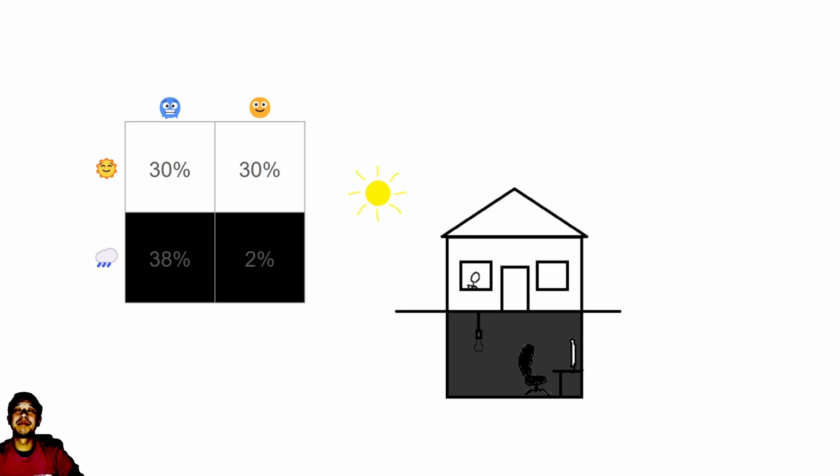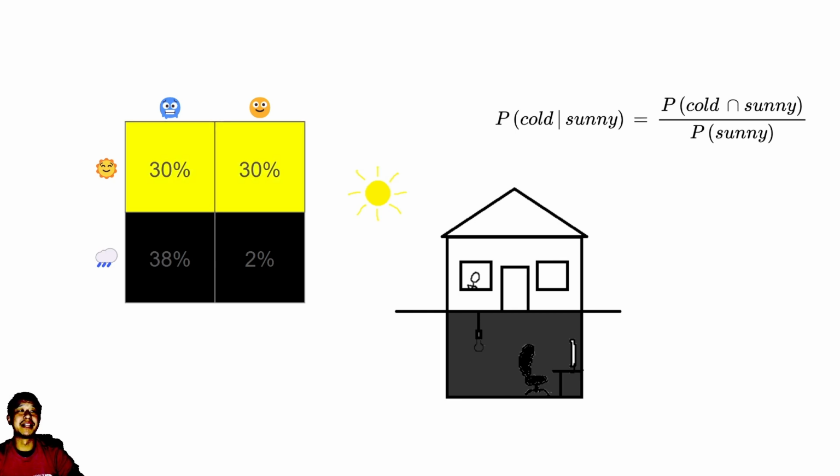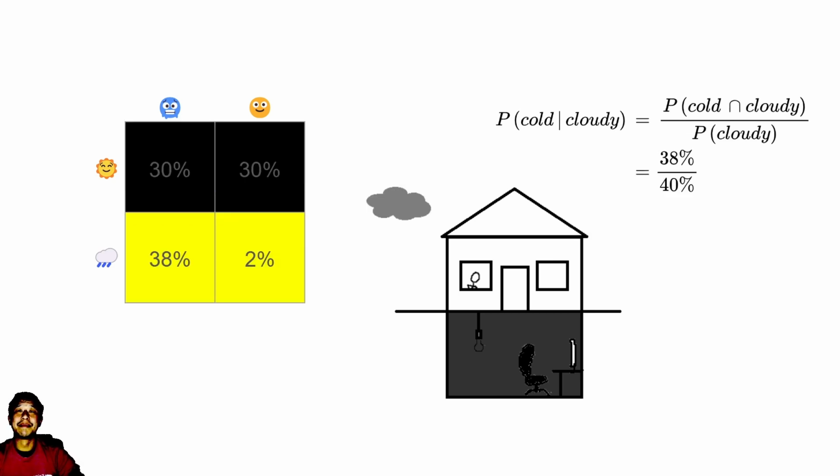In our case, the probability that it's cold, given that it's sunny, is the probability that it's cold and sunny, divided by the probability that it is sunny, or 30% divided by 60%, or 50%. Similarly, if it's cloudy outside, the probability of being cold is the probability of being cold and cloudy, 38%, divided by the probability of being cloudy, or 40%. And that's 38 divided by 40, or 95%.